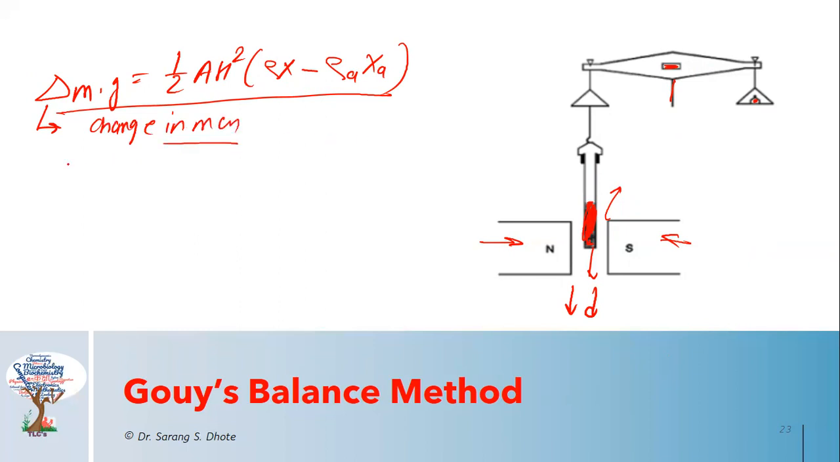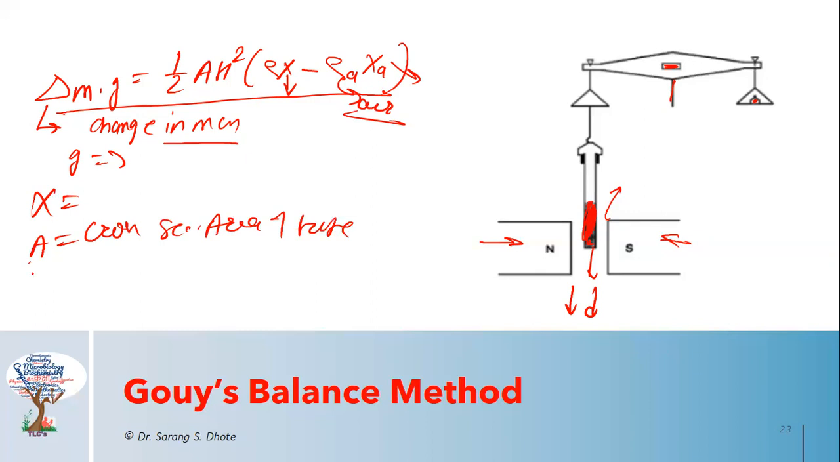Weight removed or added. G is the acceleration due to gravity. Rho is our density of the substance. This one is the density of air. Okay, the psi is equals to the specific magnetic susceptibility of a substance. Psi A is the specific magnetic susceptibility of air, and A is equals to the cross sectional area of a tube, and H is equals to the strength of a magnetic field.